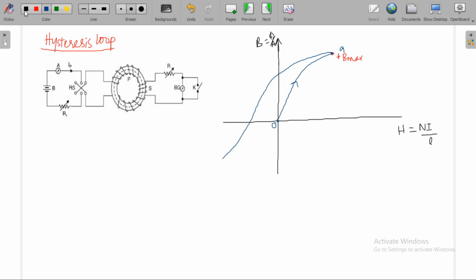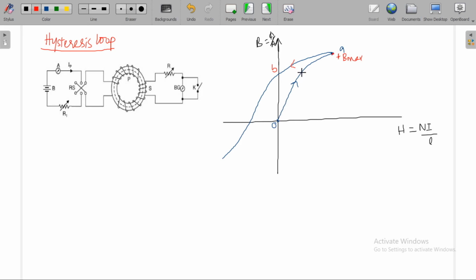Point A, and this is point B. Now you are decreasing the current. See, you have increased till this point. Now you are decreasing the current. If you decrease the current, B will be decreasing, but this curve doesn't follow the same path.